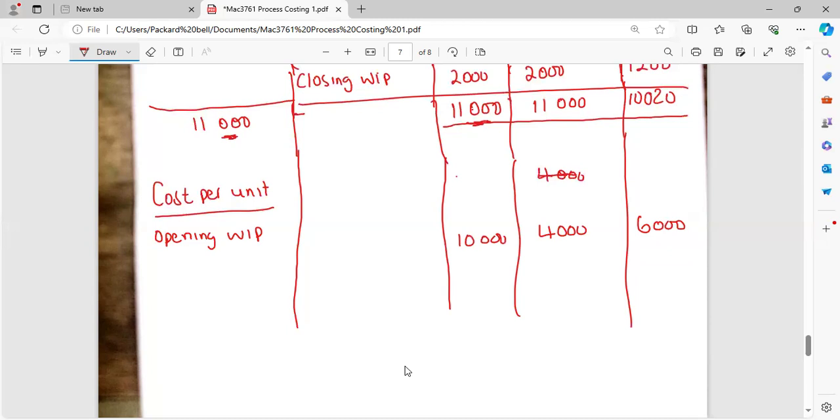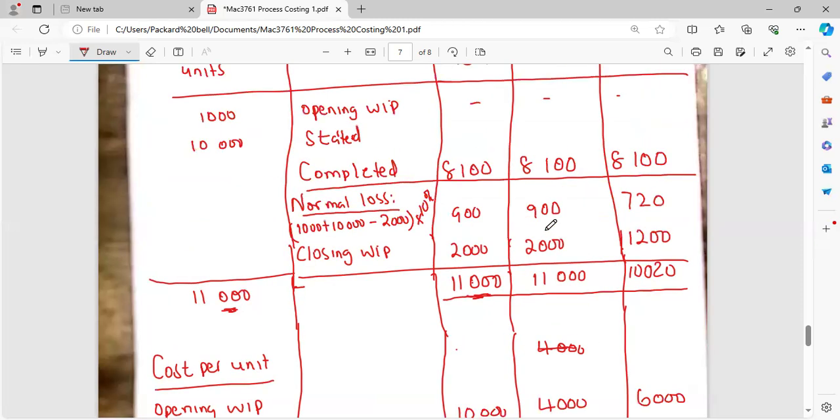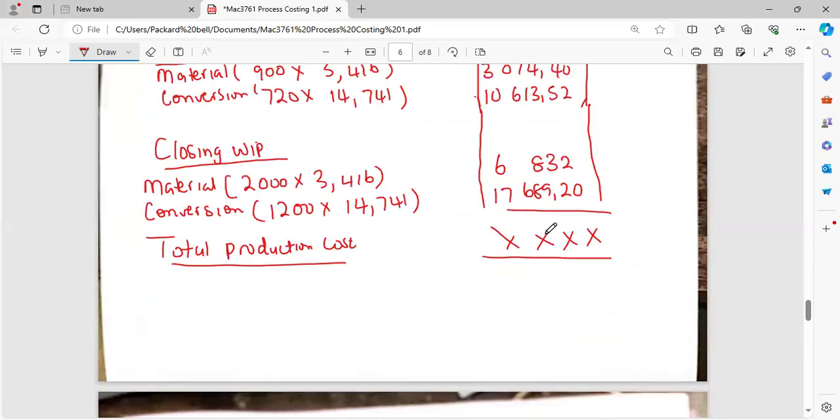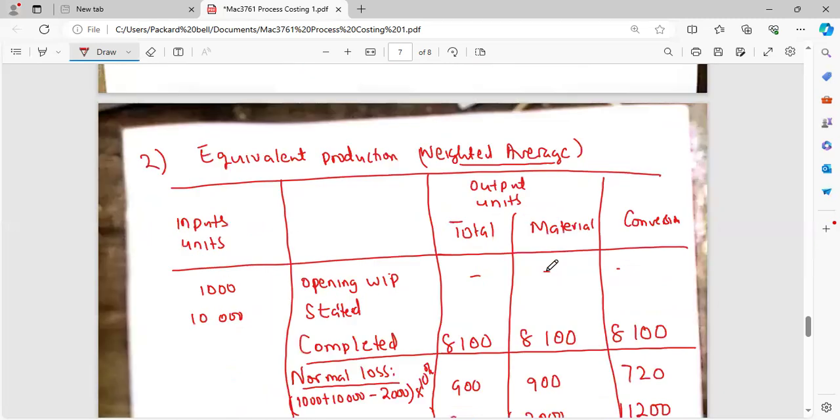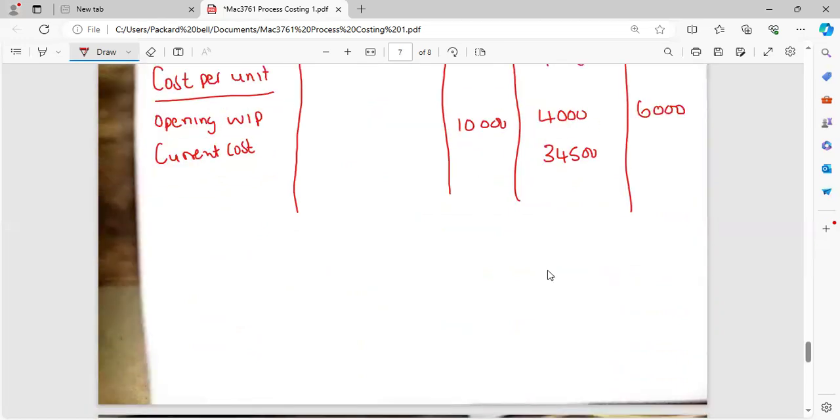Then we have current production, current costs. Current costs, we can take them here. Material, we say 34,500. Then here, in terms of material, we say 142,400. So it's going to be 142,400. Right. So when we have this, then it means we just need the totals here. We need the totals here.